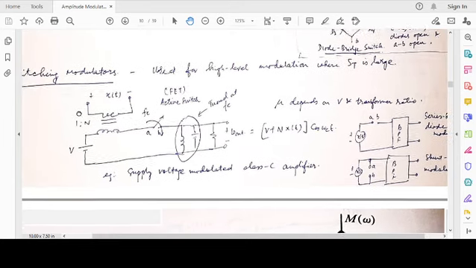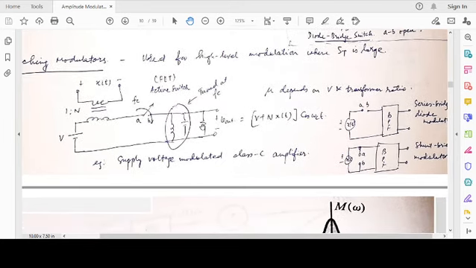And coming back to this switching modulator, the output is this V plus this ratio n times x(t) times cosine omega_c t, and you can control the modulation index by varying this transformer ratio and the base voltage. So this is known as a supply voltage modulated class C amplifier. Typically you use a class C amplifier at the output of this for a high power output amplitude modulated circuit.